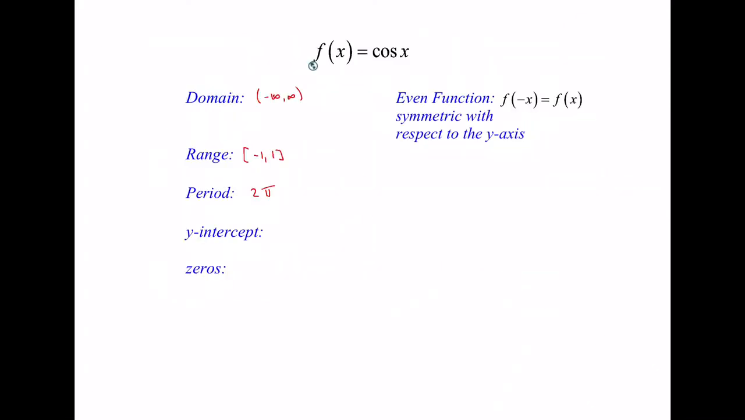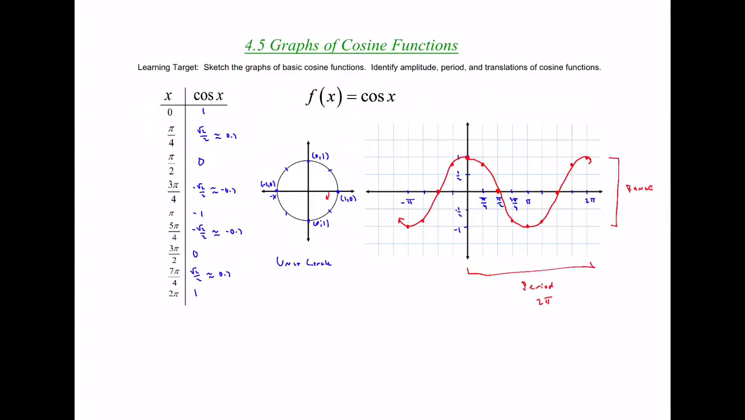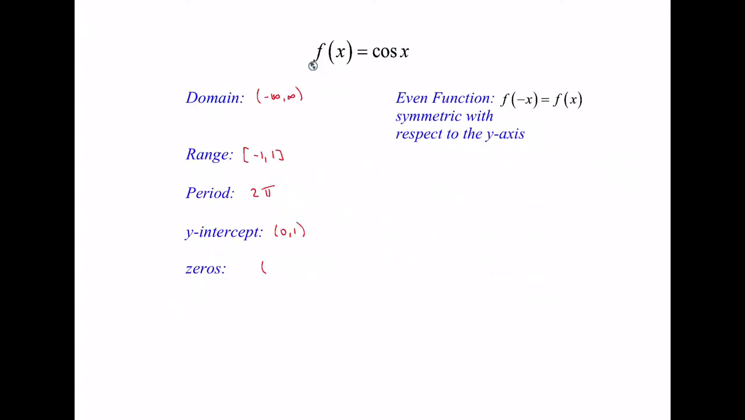Your y-intercept is now at (0, 1). And then your zeros occur in a couple different places. We have negative pi over 2 right here, pi over 2, and 3 pi over 2. And it continues as we talked about in the last one. So negative pi over 2, 0. We also have pi over 2, 0. And then 3 pi over 2, 0. But these also continue in both directions at those intervals.